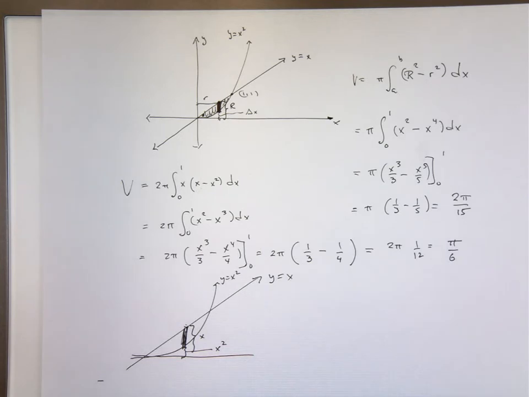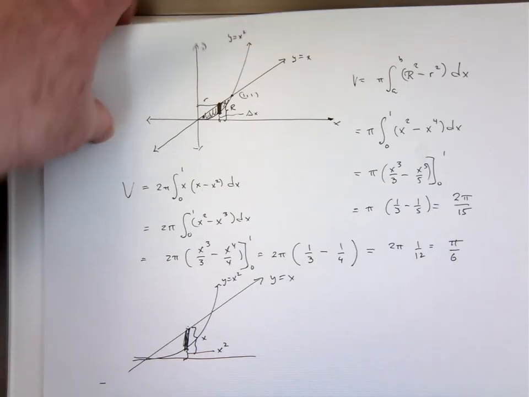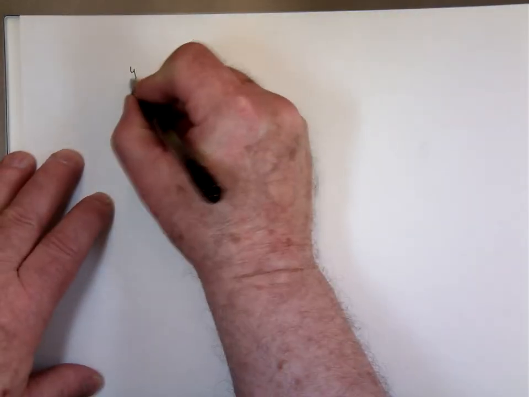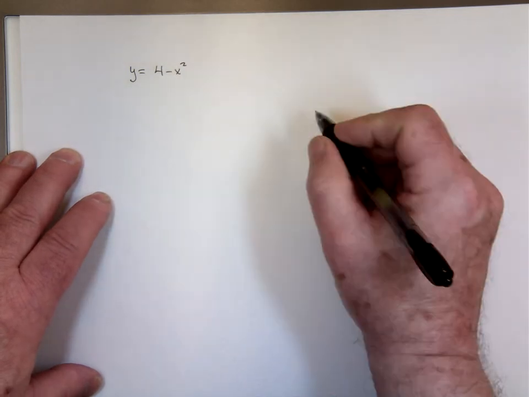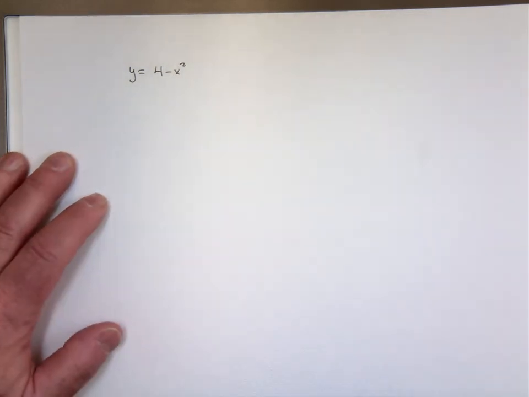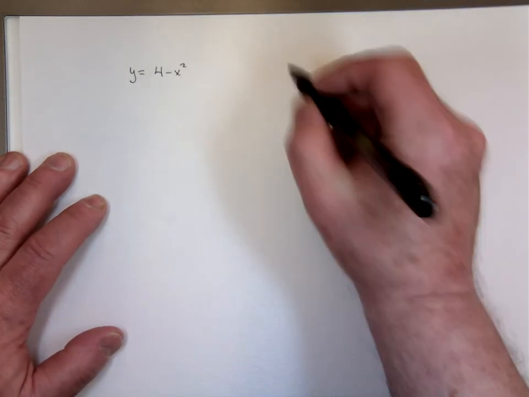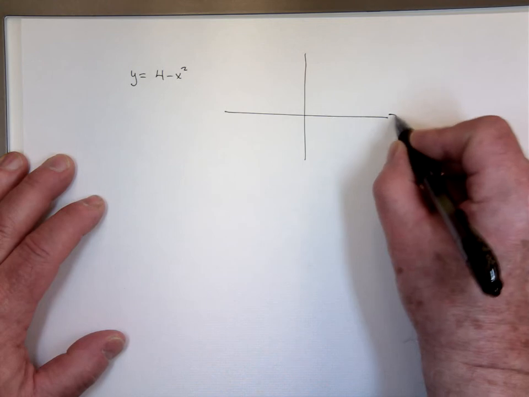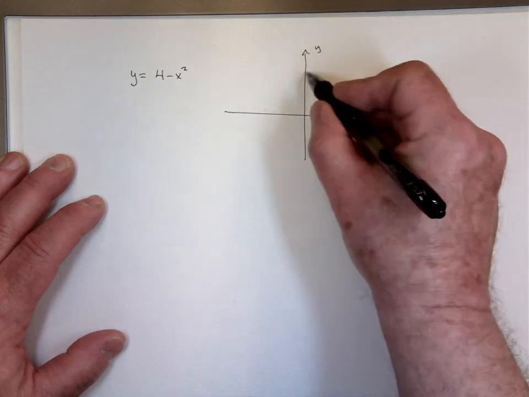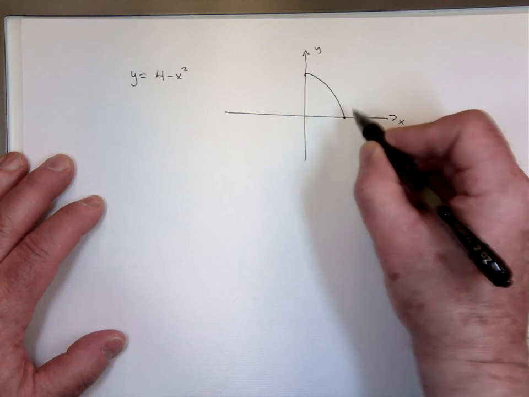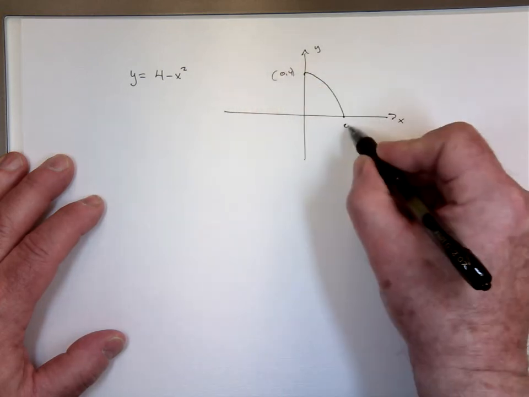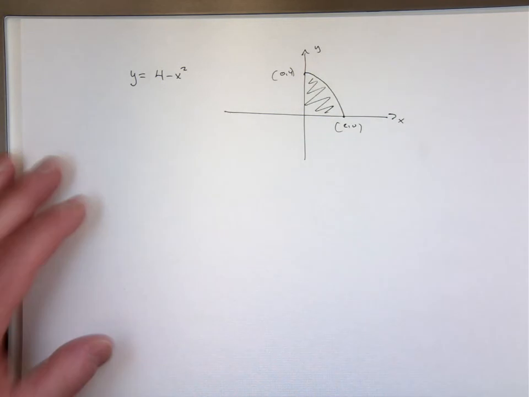Okay, we have one more thing to do with this, and that's this. Let's do another problem here. Let's suppose we have y equals 4 minus x squared. Do I really want to do this? Yeah, I guess. This area in question. Okay, I'm going to do it.